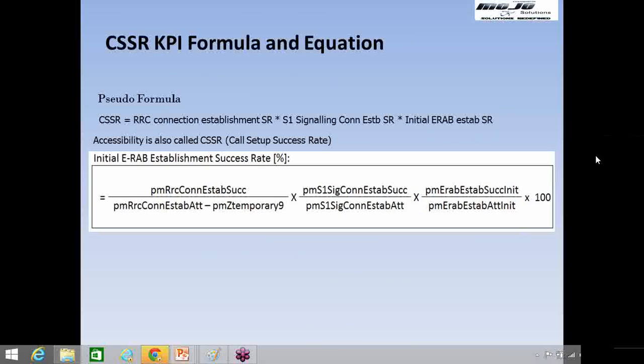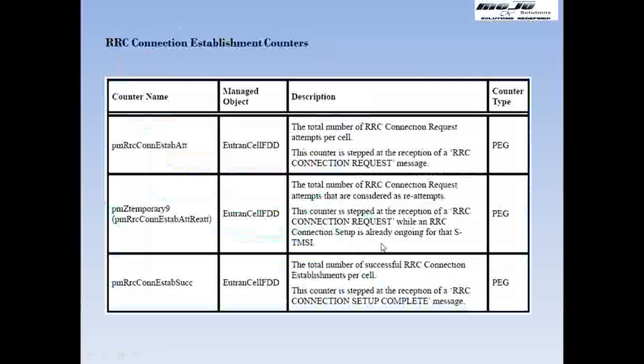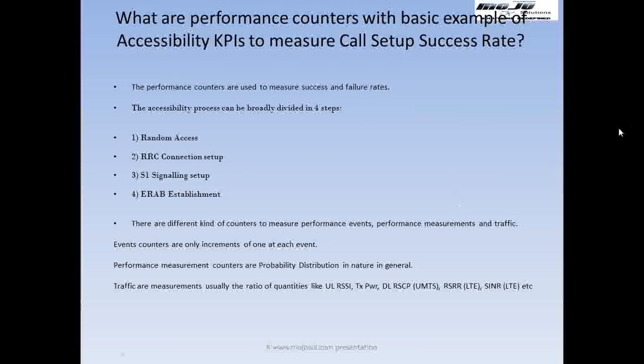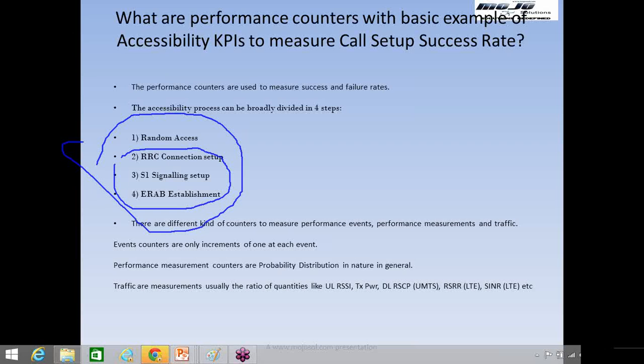You guys, I will go back to the slide where all this story started, and this was the story where we started from, basically from this slide. Okay, we said call setup depends on these 4 factors. Our KPI, which is accessibility KPIs, takes into account these 3 factors. This 4th factor is not taken into account.